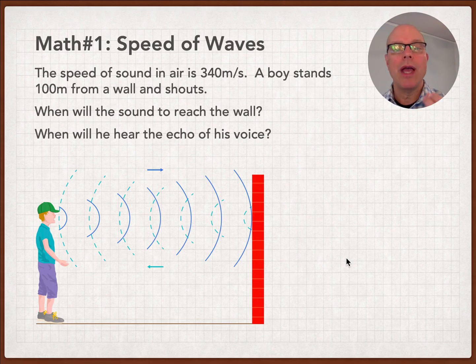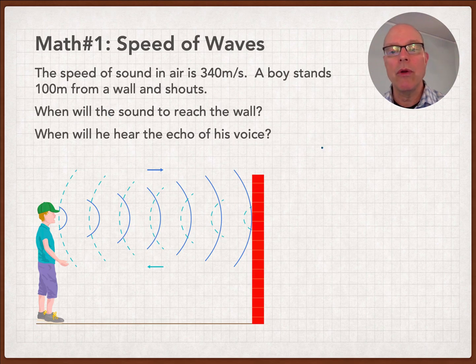So because air is the medium for sound, and air can actually vary a little bit depending on temperature and humidity and different stuff, this number, 340 meters per second, can vary a little bit. But let's just say it's 340 meters per second today. A boy stands 100 meters from a wall and shouts, and they want to know how long will it take the sound to reach the wall.